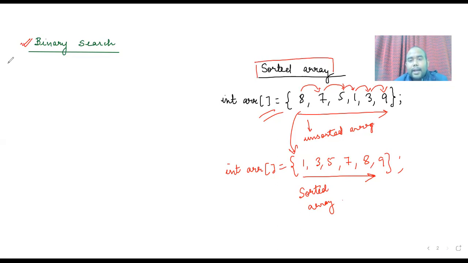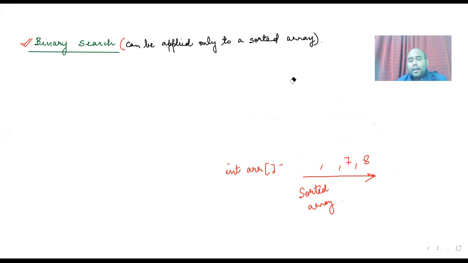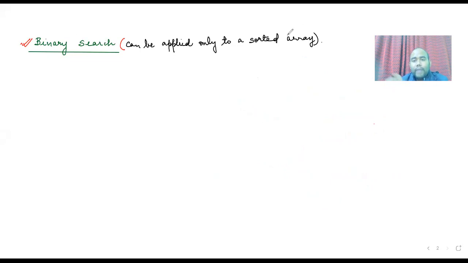It cannot be applied to an unsorted array. This is very, very important condition for applying binary search. So binary search can be applied only to a sorted array. This is very, very important thing. And what do you mean by a sorted array? Now you know what is the meaning of a sorted array. An array in which the elements are arranged either in increasing order or decreasing order is known as a sorted array.